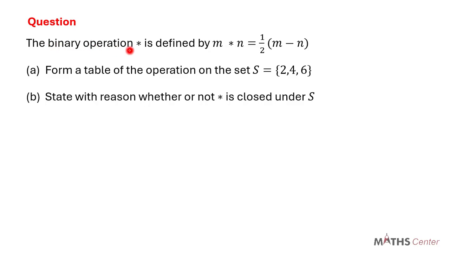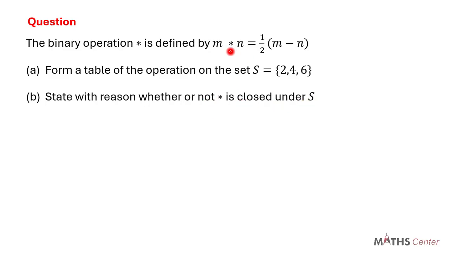The binary operation star is defined by m star n is equal to half times m minus n. Form a table of the operation on the set S with members 2, 4, 6. State with reason whether or not star is closed under S.